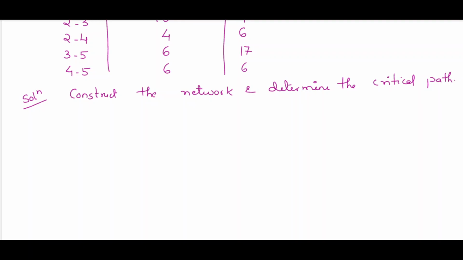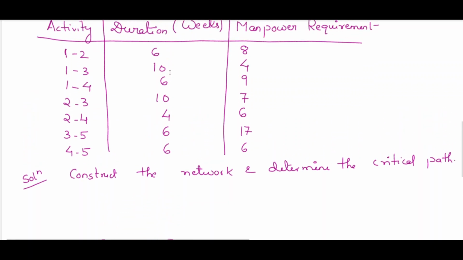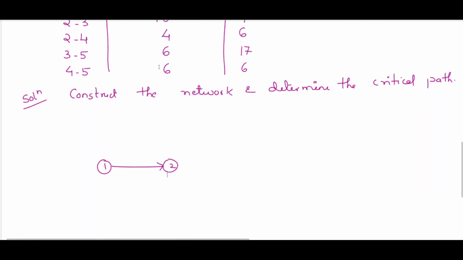If we draw the network, first is our activity 1 2. What is the duration of activity 1 2? It is 6. Then activity 1 3, its duration is 10 weeks.